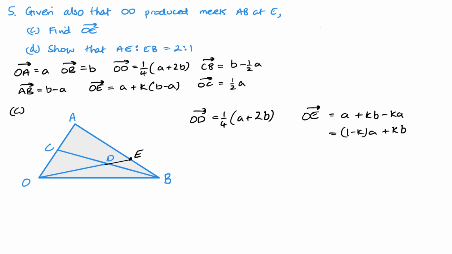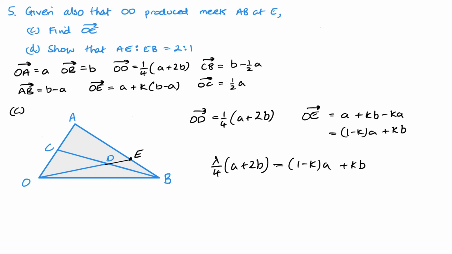Now for OD, it's going to be a multiple of this. So if we multiply by lambda, so lambda over 4 A plus 2B is going to be equal to 1 minus K A plus K B. Hopefully that makes sense. What we've done is we've taken OD, we've multiplied it by an unknown number to make it the same length as OE. And then we've written out what OE is.